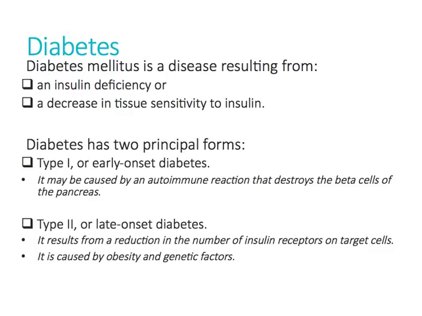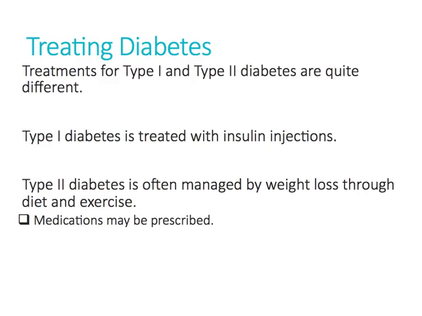It is thought to be more likely to occur if someone is obese or has contributing genetic factors. The treatments for these two, type 1 and type 2 diabetes, are very different. Type 1 diabetes is treated with insulin. Type 2 diabetes is more managed by weight loss and diet and exercise, and there are some medications that can be prescribed in some situations.